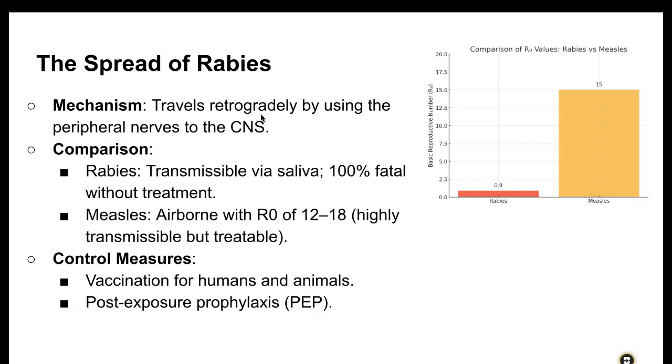And I made this little graph with that. And then control measures for it are vaccination for humans and animals, and this PEP, again, the post-exposure prophylaxis.